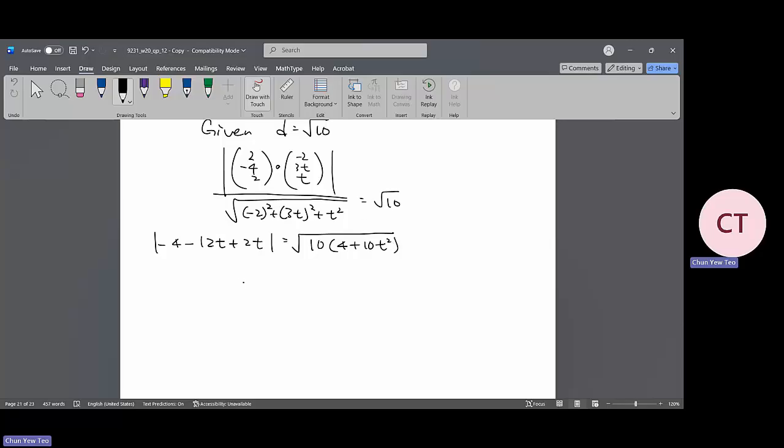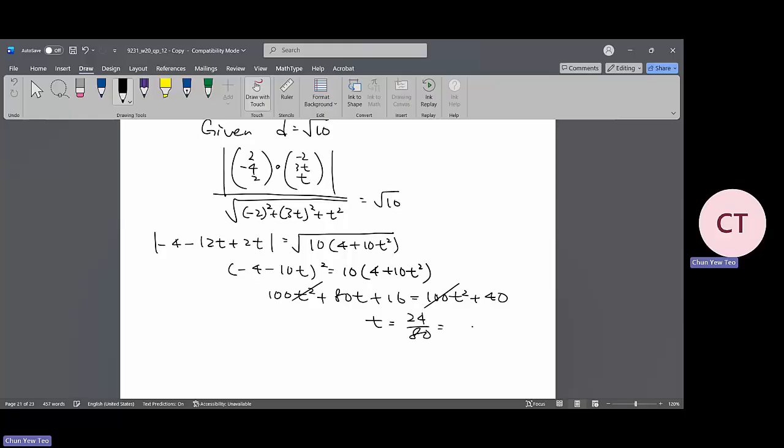Okay, then we square both sides. So if we square both sides, you will get -4 minus 10d all squared equals 10 multiplied by 4 plus 10d squared. Okay, so you will get 100d squared plus 80d plus 16 is equal to 100d squared plus 40. Cancel the 100d squared, so your d will be 24 divided by 80. 24 divided by 80 is 3/10.